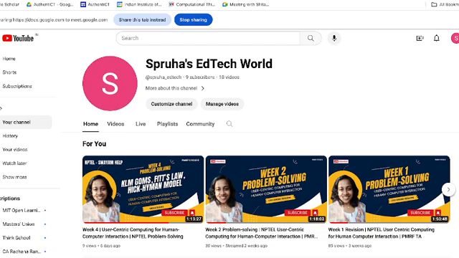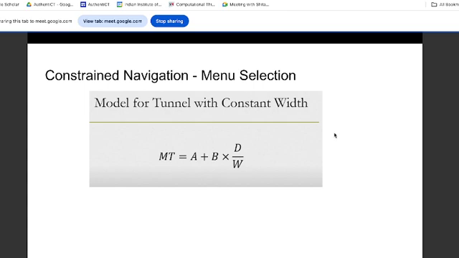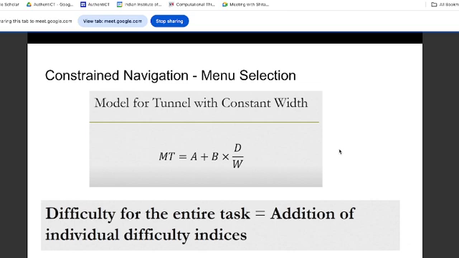So let me do one thing. If we have some time, we can go back to this tunnel. What do we mean by this tunnel? I think within the lecture sir has covered it. I didn't cover it because I thought maybe we can go ahead. So the difficulty for the entire task is the addition of individual difficulty indices in that case. So let me just draw this.